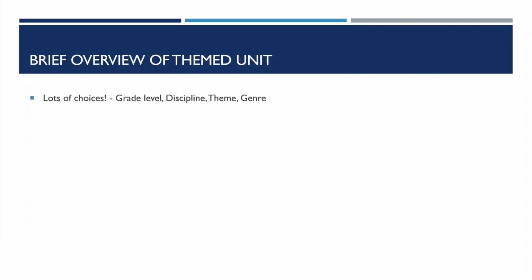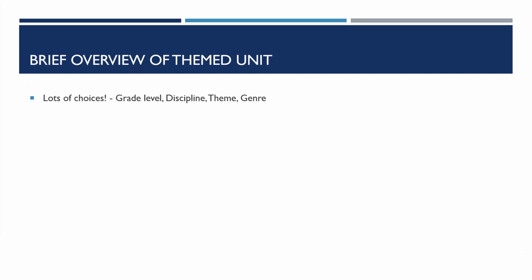So first of all, you have lots of choices because, again, I want you to make this your own. I want it to be something that you're enthusiastic about creating because you're going to spend a lot of time doing it. And I want this to be relevant to your lives as professionals. So you choose the grade level you want to do this with. You choose the discipline, meaning like science, social studies, etc. The theme, and the genre.